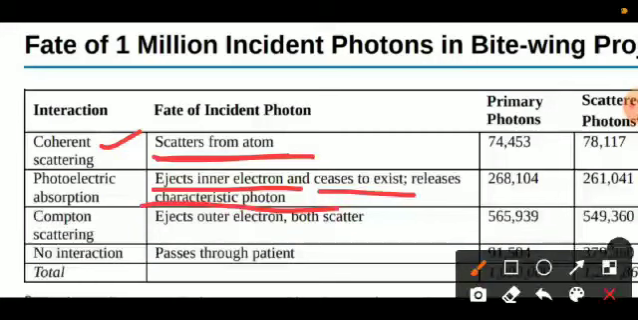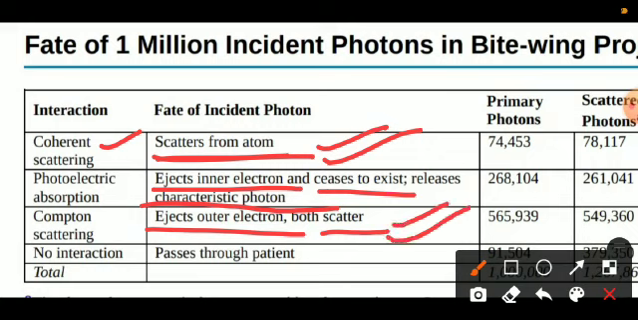In Compton scattering, ejection of the electron and the photon both occur. In coherent scattering, only the photon. In Compton, both electron and photon. In photoelectric absorption, only the electron is released. No interaction: only 9% of these radiations pass through the patient without any interaction.